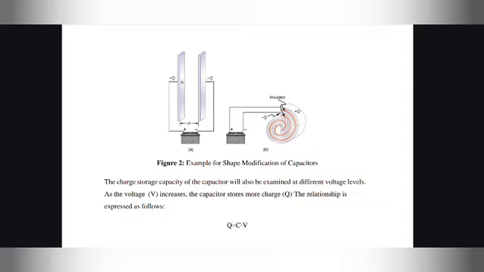As you can see from the figure, there are two different types of capacitors: a flat capacitor and a cylindrical capacitor. We will also set up a cylindrical capacitor in order to examine how the shape of the capacitor changes the capacitance. And from the formula down below, Q equals C times V, we can directly see how the relationship between the charge and the voltage changes, which is directly proportional.